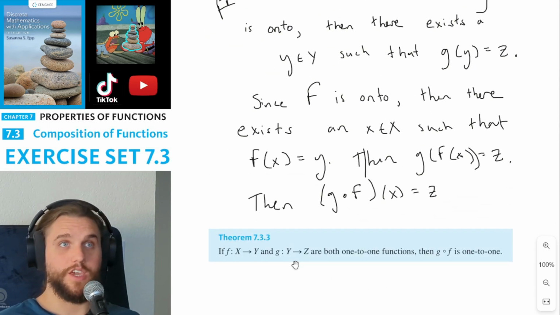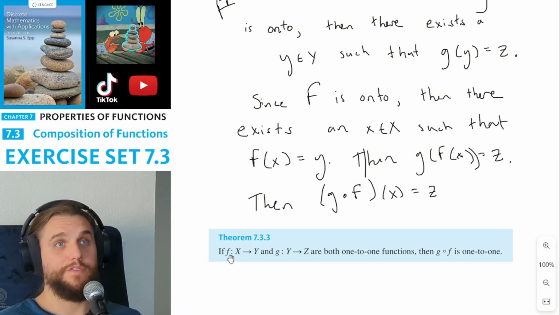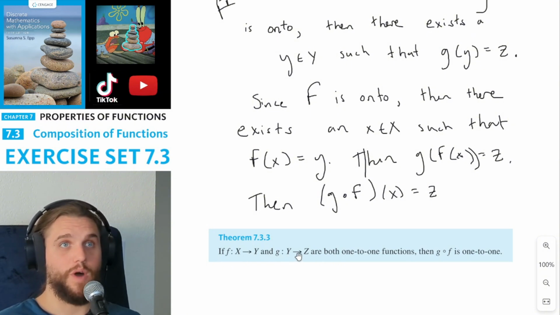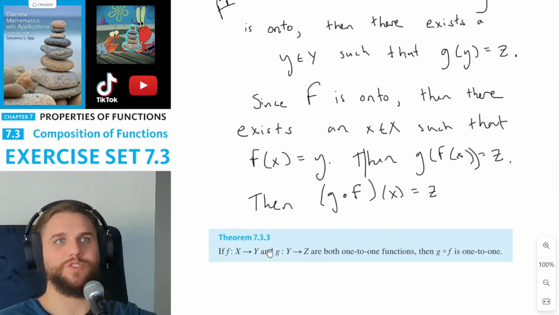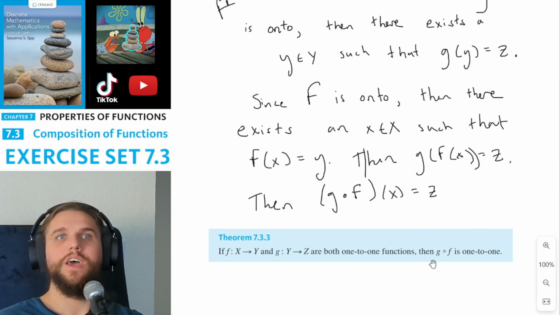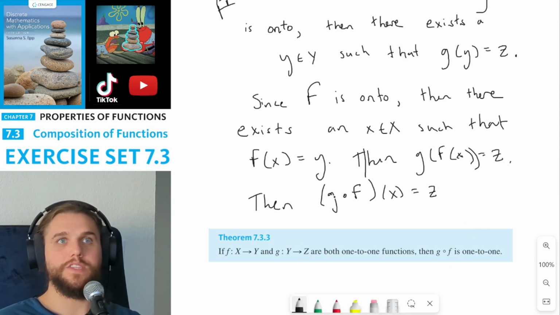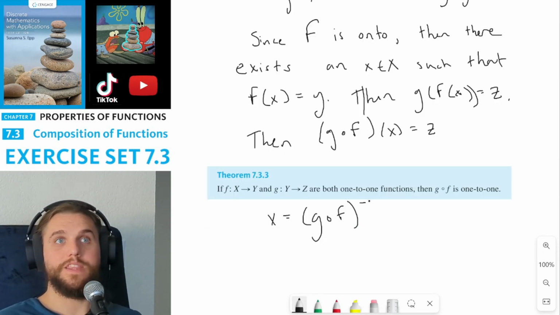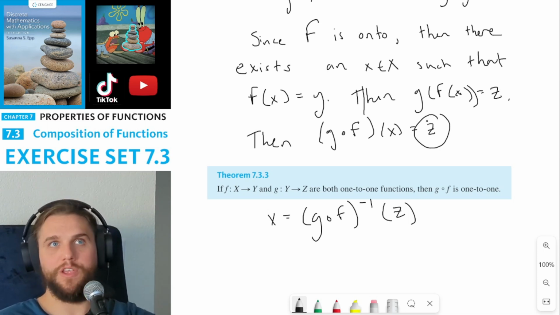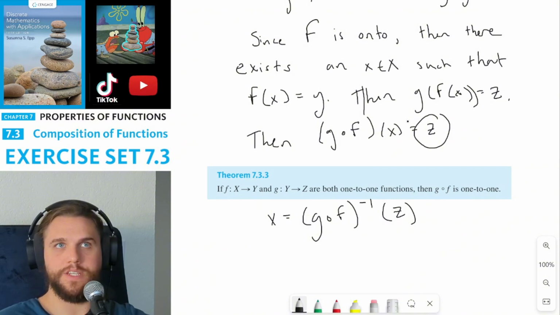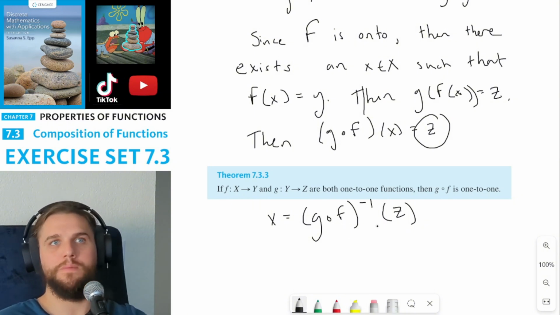Now this is where things get interesting. According to theorem 7.3.3, if f is a function from X to Y and g is a function from Y to Z are both 1-to-1 functions, which in this case is exactly what f and g are, then the composition is 1-to-1. So this composition function is 1-to-1. That just means that x is the pre-image of z. If this composition is 1-to-1, then the pre-image has to be unique. If z is an output of this composition, then z has to be a unique output, meaning that x is the only element that's mapped to z, meaning x is the only pre-image of z.